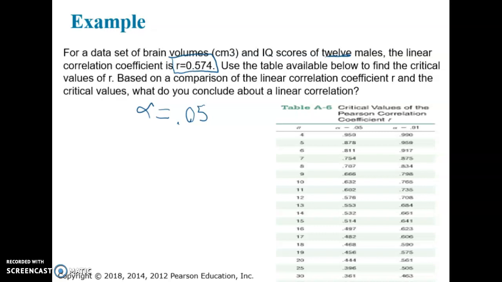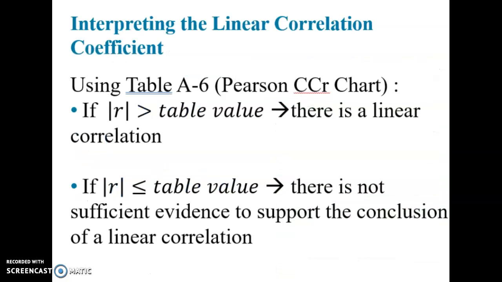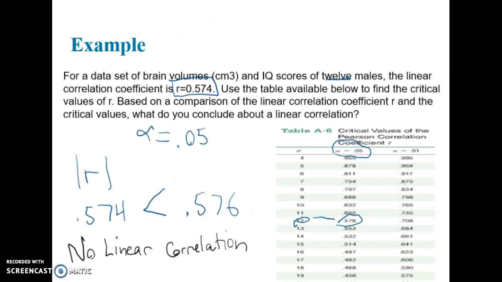So we're going to look in our Pearson table at alpha 0.05, and we're going to match that up with n is 12. We can see that our table meets at 0.576. We're going to compare that with our R value of 0.574. So the absolute value of our R value is 0.574. We don't have to pay attention to the positive or negative. We can see that that happens to be less than 0.576. Our rules tell us that if the R value is less than the table value, there's not sufficient evidence to support the conclusion of a linear correlation. So in our example, we will cite that there is no linear correlation.